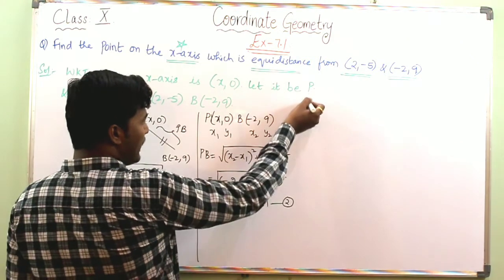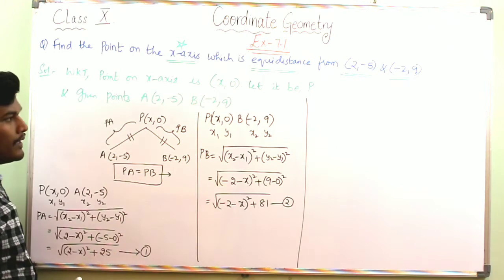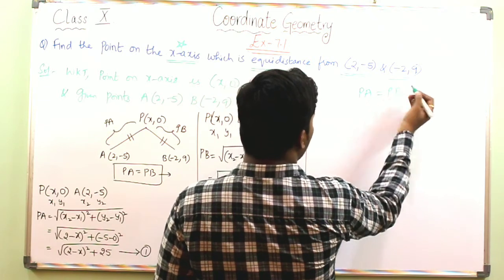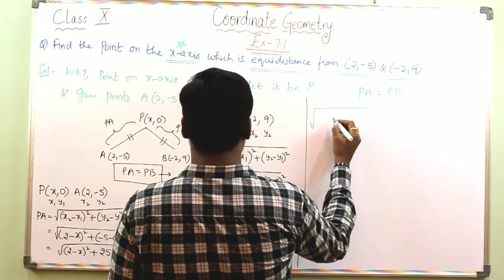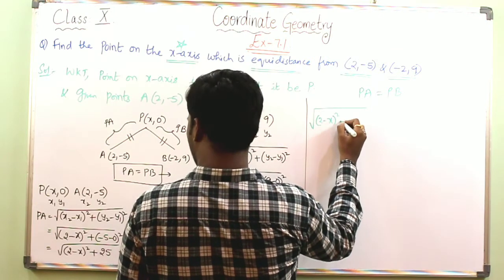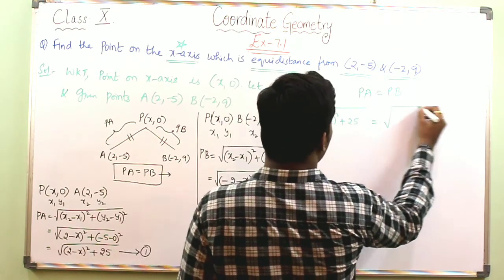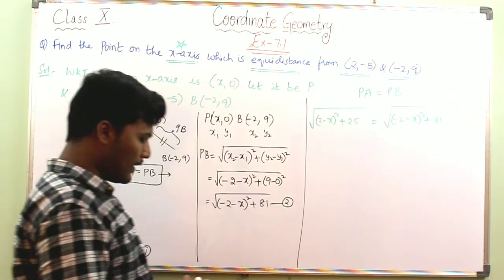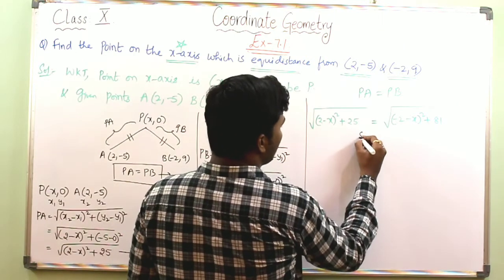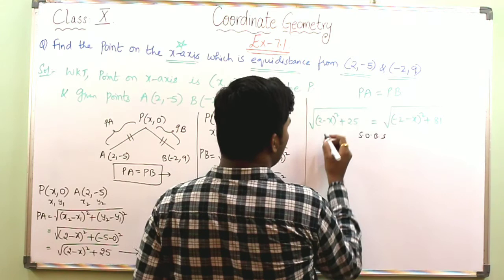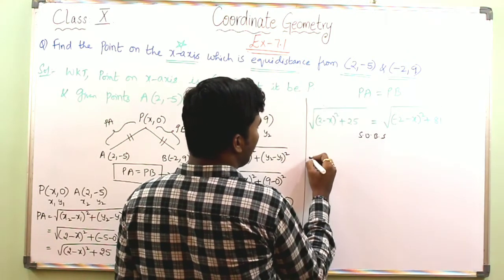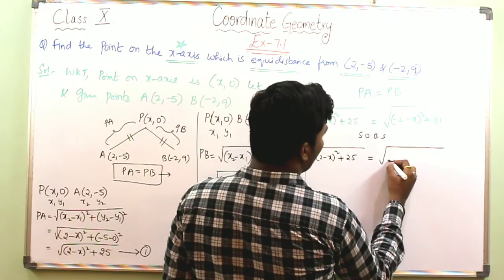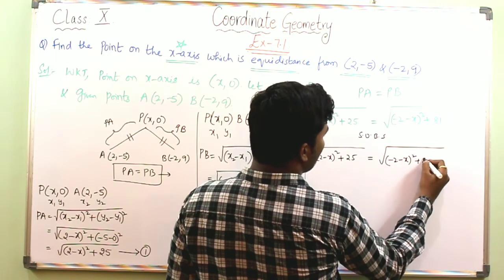Now by applying equidistance, that is PA is equal to PB, let us equate them. By equating them, I can write it as square root of 2 minus x whole square plus 25 is equal to square root of minus 2 minus x whole square plus 81. Right? If I square it on both the sides, the roots cancel. Then I will be left with 2 minus x whole square plus 25 is equal to minus 2 minus x whole square plus 81.